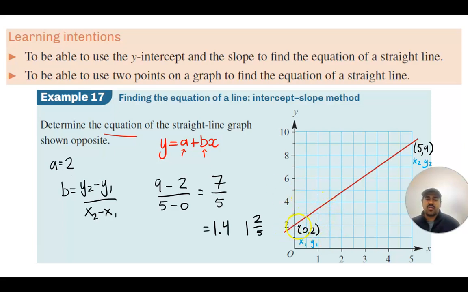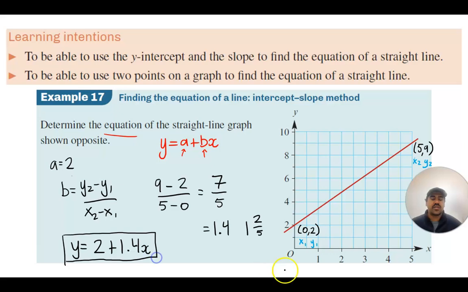So we can see this here, every 1 we go across, we're going up by 1 and nearly half, it's like about half. All right, so now that we've got our corresponding a and b, we can just go ahead and write what our full equation is. y is equal to 2 plus 1.4x. Now, if you go ahead and put this in and you leave it as y is equal to 2 plus 7/5x, that's still fine.